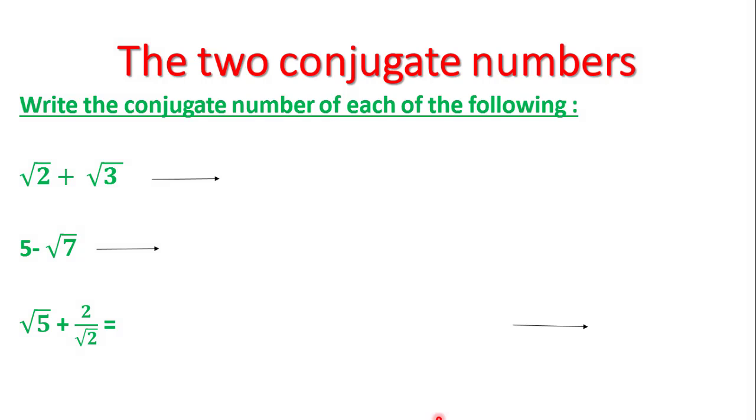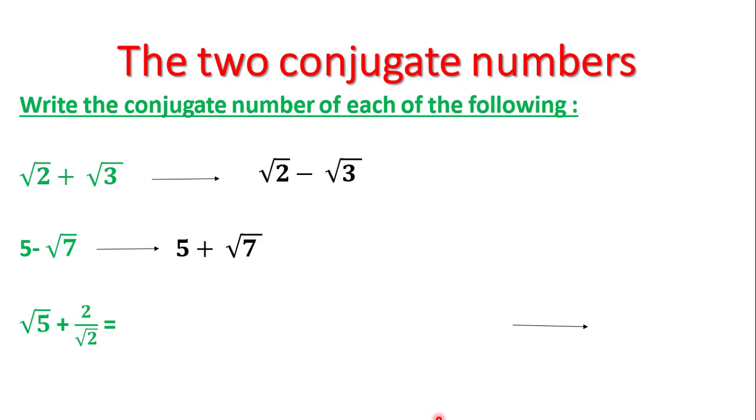Here, for example, I want to write the conjugate number for each of the following. The first one, root 2 plus root 3. The conjugate here will be just change the middle sign from positive to negative. So the conjugate is root 2 minus root 3. The second one, we have 5 minus root 7. I want the conjugate, so just change the middle sign. It will be 5 plus root 7.